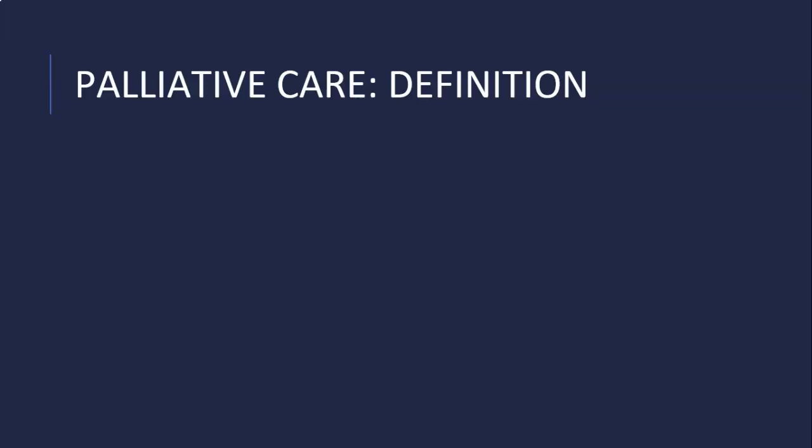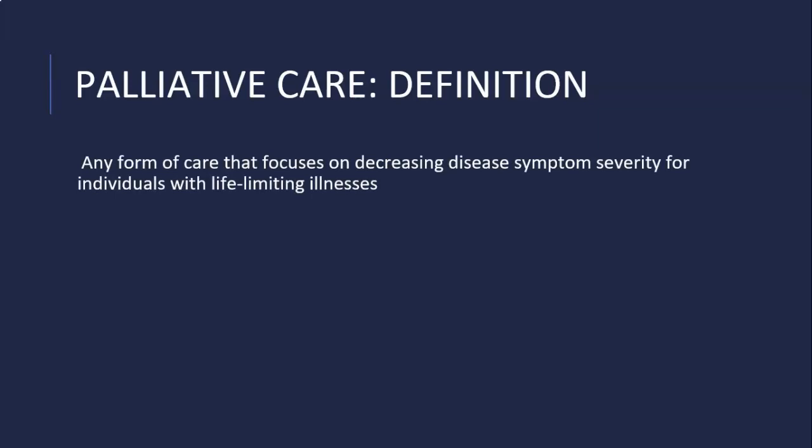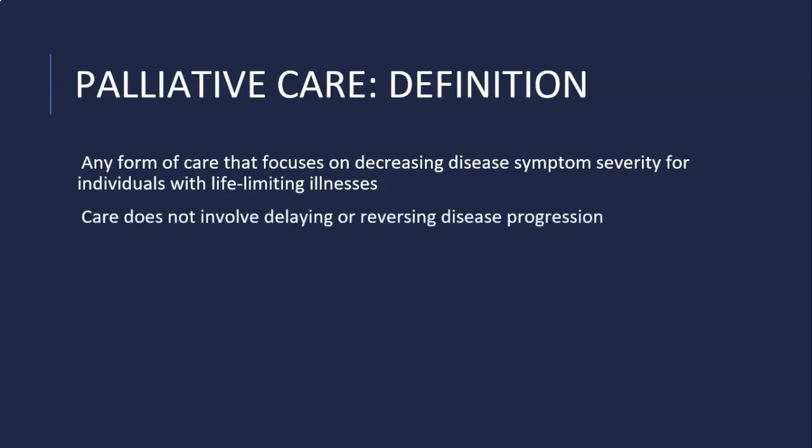So now we'll talk a little bit about palliative care. The definition: any form of care that focuses on decreasing disease symptom severity for an individual with a life-limiting illness. So there's no talk here about curing. It's about let us help this patient transition comfortably. Let's make their life as comfortable as we can at this moment in time for them. So care does not involve delaying or reversing the disease progress.